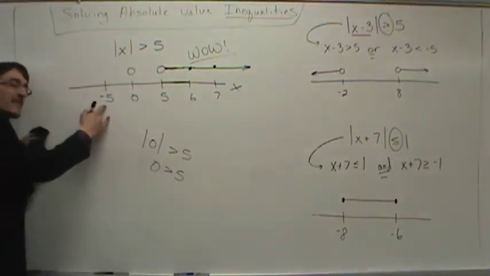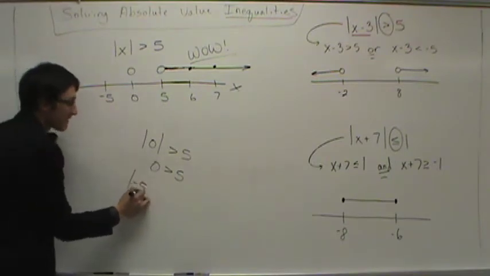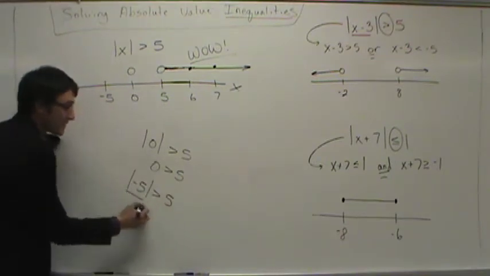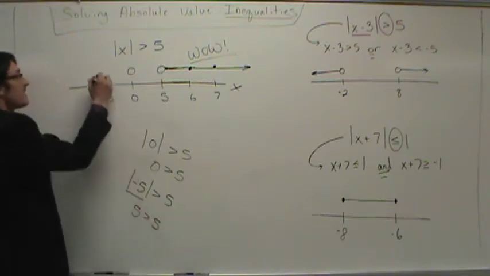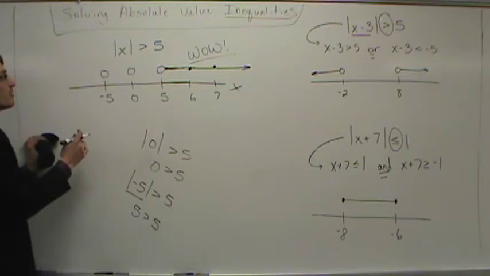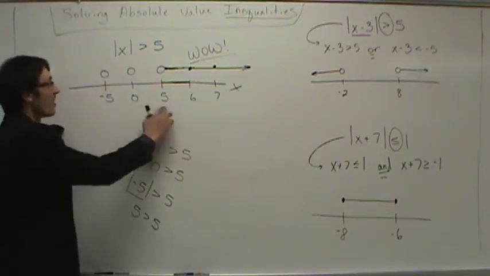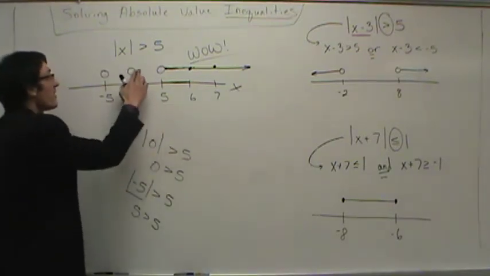Now question, does negative 5 make it true? Okay, absolute value negative 5. Is that greater than 5? Well, the absolute value of negative 5, make it positive. Is 5 greater than 5? No. Okay, so we see that negative 5 does not work. That's open. Hopefully you can see all the numbers between negative 5 and 5 will not work.